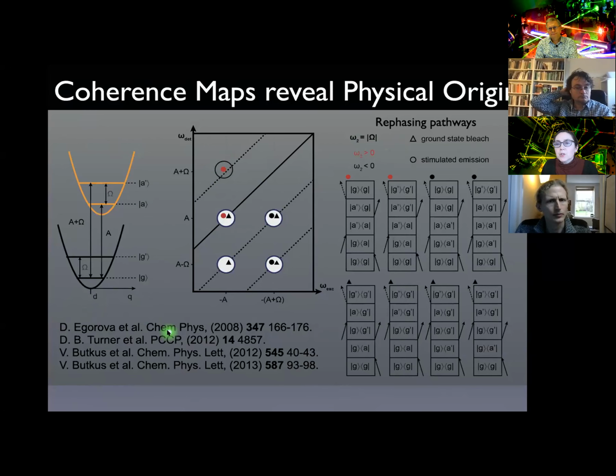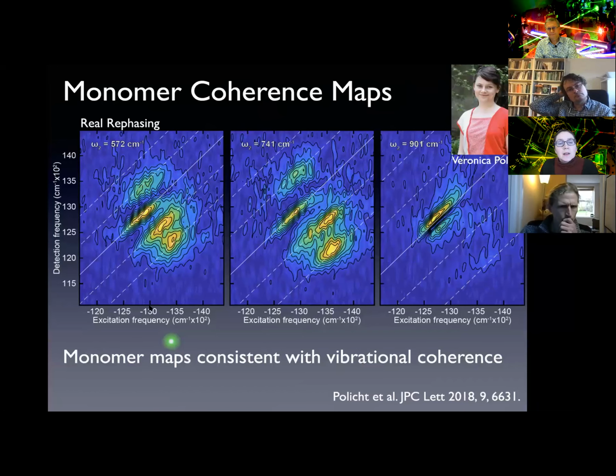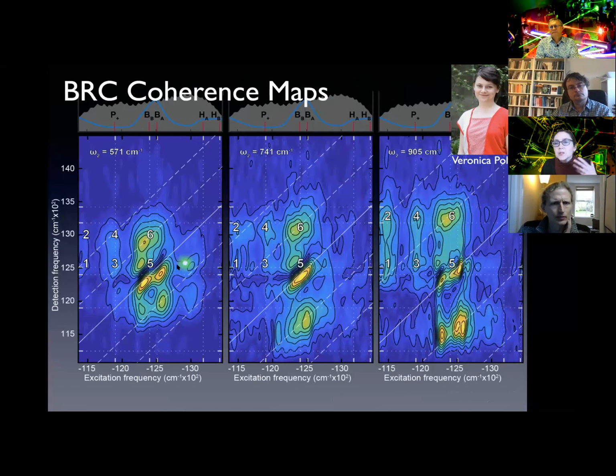So I'm going to show you the monomer coherence map. This is data on bacterial chlorophyll A. And so you can see that we get this kind of chair structure that we expect smeared along these diagonal lines. The different features are separated by the omega-2 frequency, in this case 572 wave numbers, but we see a number of prominent modes. And you don't see as much of the chair in this high frequency mode due to laser bandwidth limitations. Okay, but the point here is that these maps are consistent with the vibrational coherence signatures that we expect.